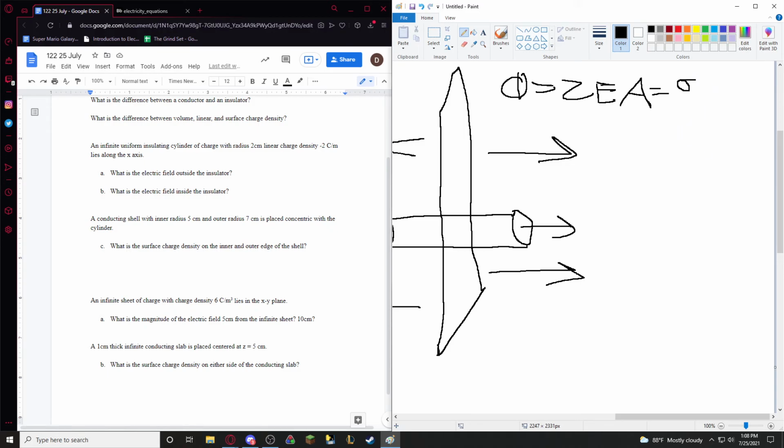Sigma is a charge per what? Charge per area? Exactly. And what's the enclosed area of our infinite sheet within our Gaussian surface? The cylindrical. So it still would be A. Exactly A, and we just divide by epsilon naught.